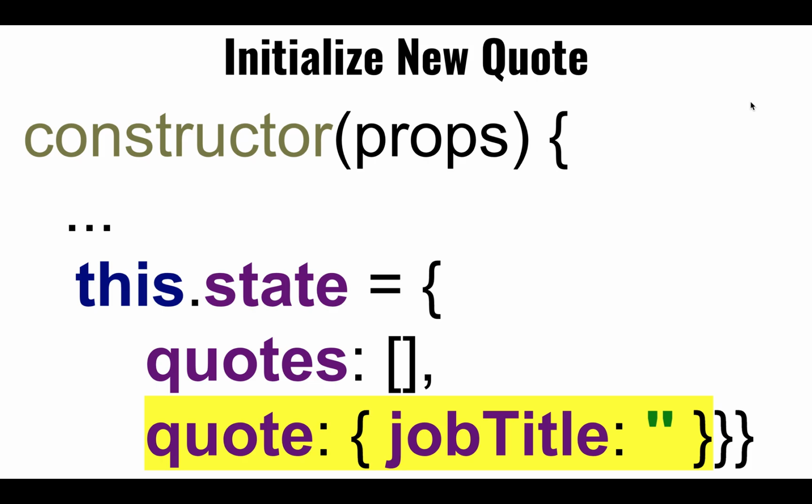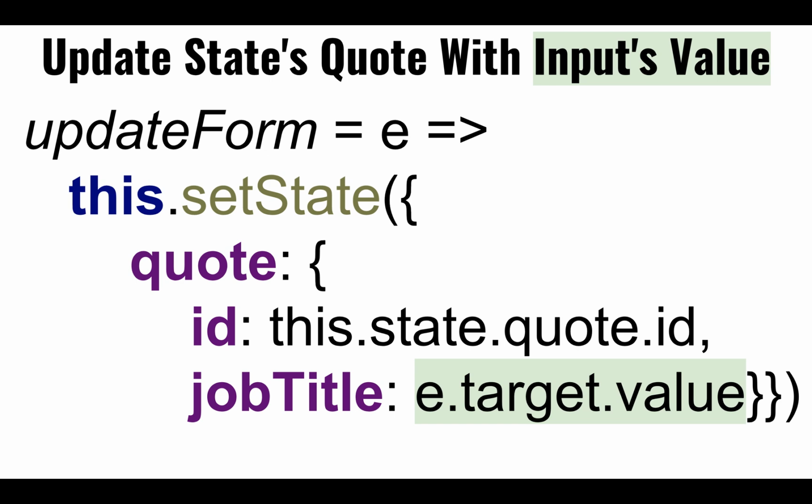Look at implementing create. First of all, we're going to keep track of the instance of the new quote that we're going to be creating. Here's just a dummy value for job title. So that's a new object that we're going to be creating and sending over to the server for storage. We're going to have an update form that, as we type and create new values for our object, we're going to store all those values in the quote object.